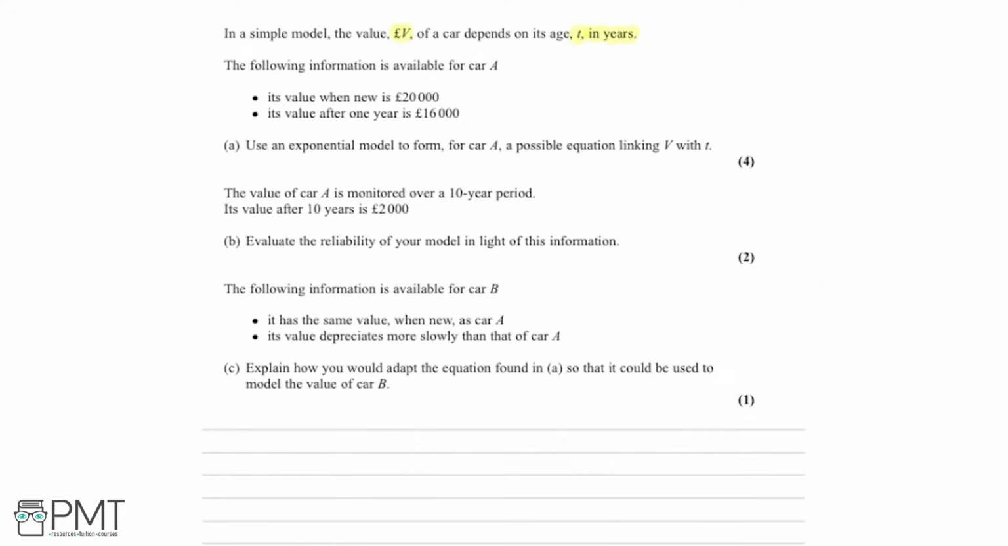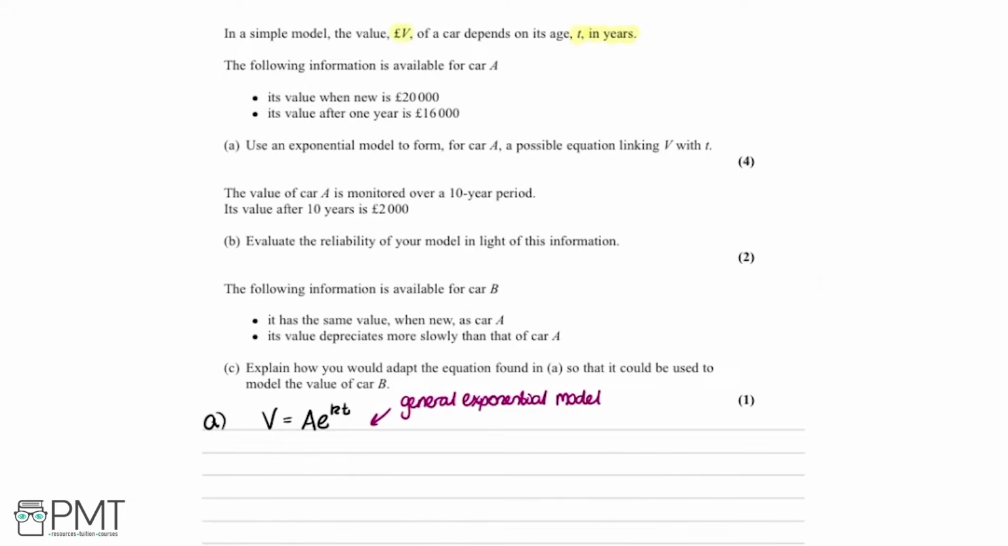So part A says we need to use an exponential model to form for car A a possible equation linking v with t, and this is a 4-mark question. Brilliant. So the first thing we're going to write down is v equals a multiplied by e to the power of k multiplied by t. So this is our general exponential model. And what we're going to do, we're going to work out what the constant a and what the constant k are using the information from these 2 bullet points up here.